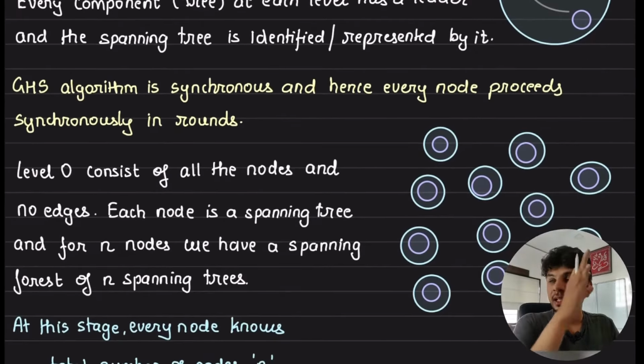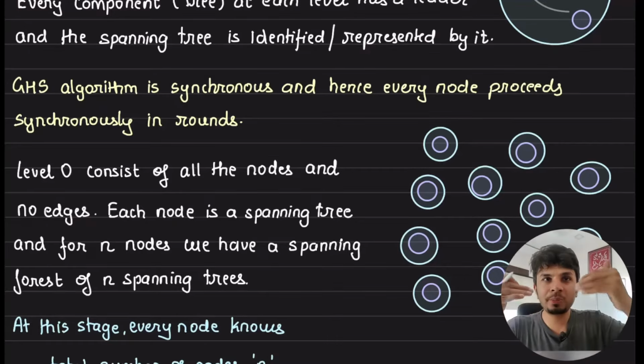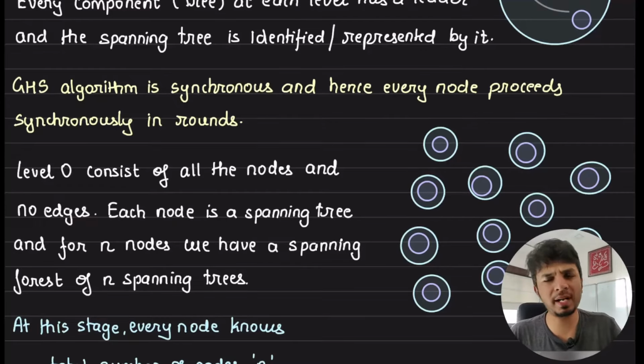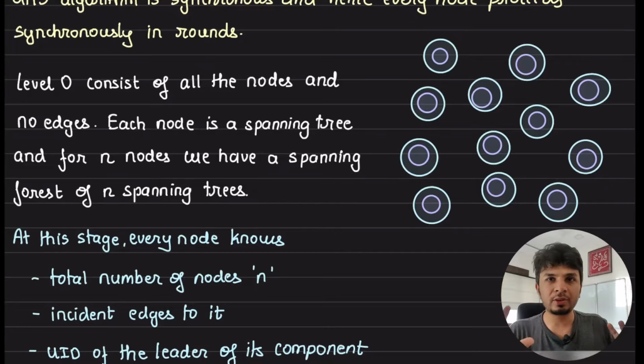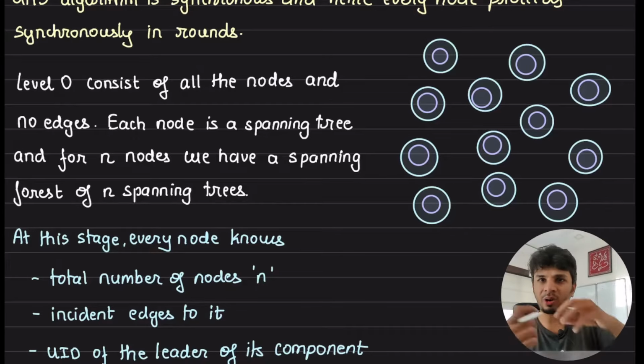Now again, the GHS algorithm is a synchronous algorithm. So every node proceeds synchronously to the next round, which is a very big but decent enough assumption that we are making. Now what we'll do is start with levels so that it becomes extremely clear. We'll start with level 0. Level 0 is basically your day 0, your initial setup. Every single node is a spanning tree in itself. It is indeed a spanning tree in itself, because all the nodes are covered, with no edges, a subset of edges covered.